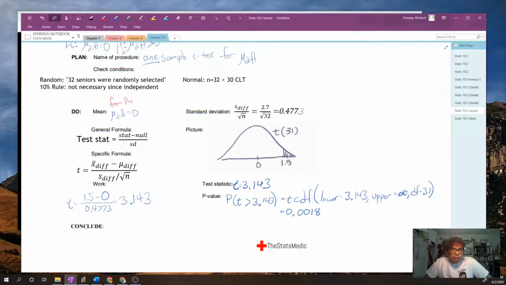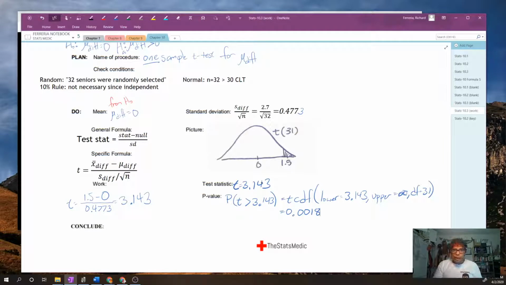I've written the p-value out in a couple of different ways. The first way is in probability notation: P of t greater than 3.143. And then I said that's equal to, in modified calculator notation, TCDF, lower is 3.143, upper is infinity, and the degrees of freedom is 31. Both of those arrive at a p-value of 0.0018. And now the big question, is that less than alpha?